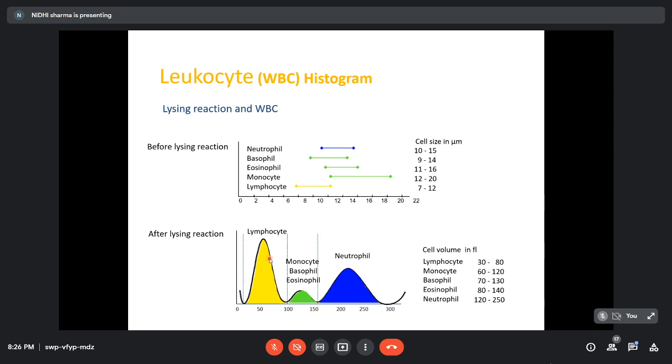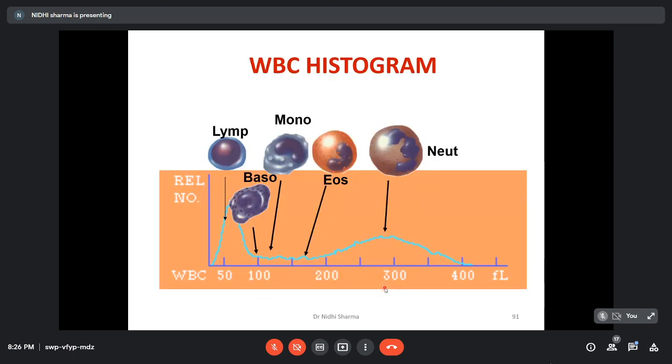And you can have different peaks here, and it is not coming to normal. Suppose there is a peak here, that means you are dealing with either monocytosis, basophilia or eosinophilia. If this neutrophil peak is much higher, that means you are dealing with neutrophilia here. Therefore you can check whether whatever differential is being given by your analyzer is going hand in hand with your histograms or not. So let's look at a few cases.